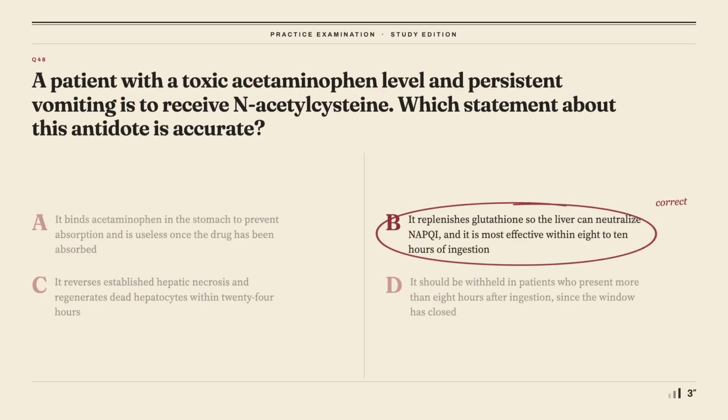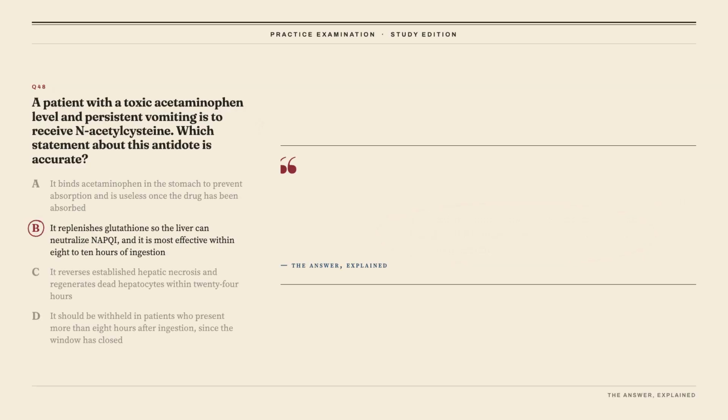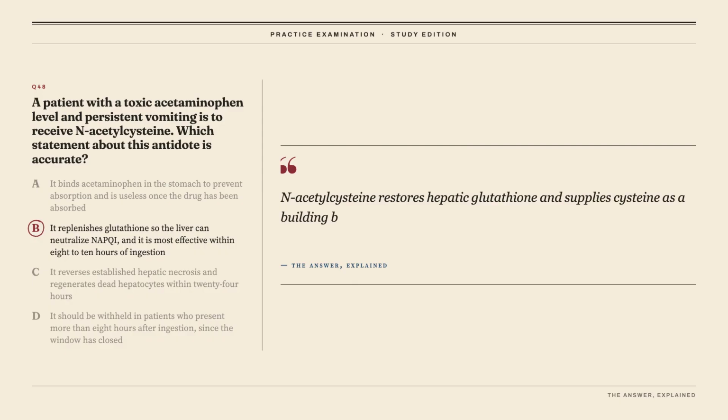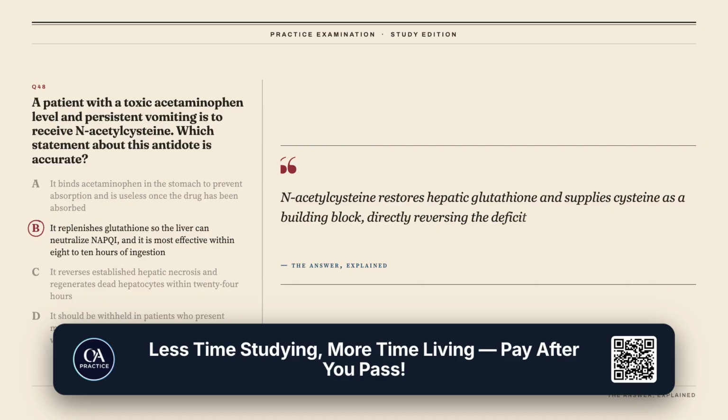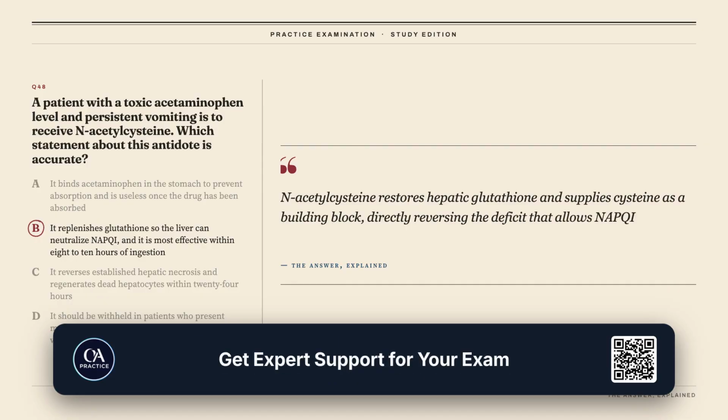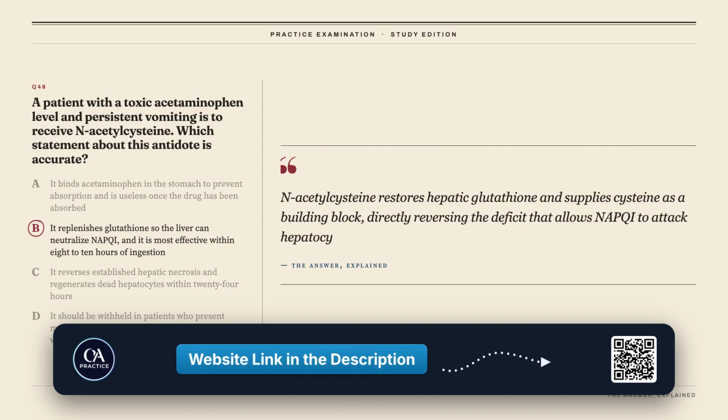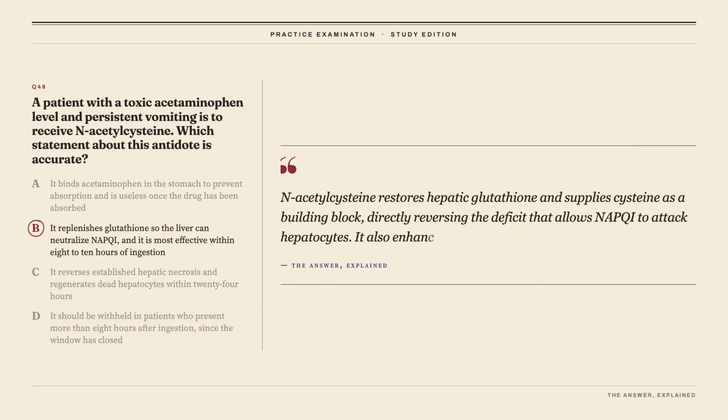The correct answer is B. It replenishes glutathione so the liver can neutralize NAPQI, and it is most effective within 8 to 10 hours of ingestion. B is correct because N-acetylcysteine restores hepatic glutathione and supplies cysteine as a building block, directly reversing the deficit that allows NAPQI to attack hepatocytes. It also enhances the safe sulfation pathway and acts as a free radical scavenger. Timing is the single most important variable, and given within 8 to 10 hours, it is nearly always protective against serious hepatotoxicity.